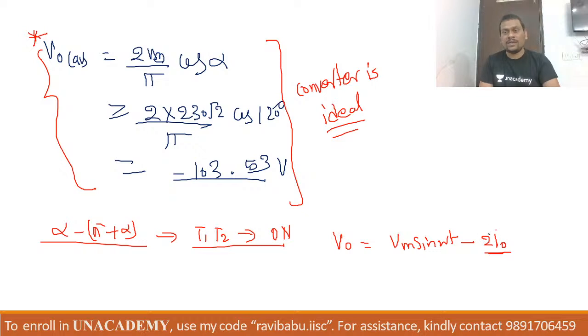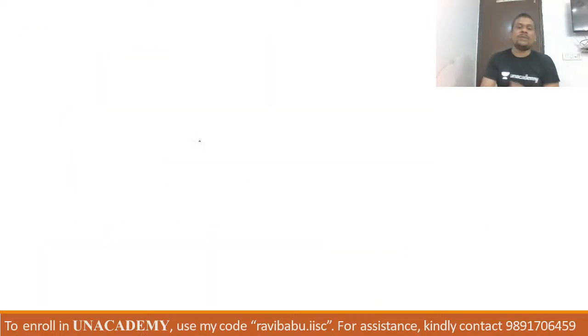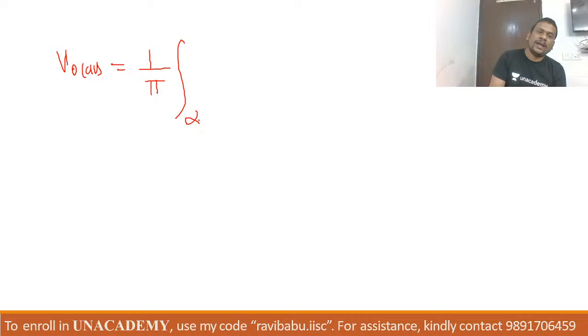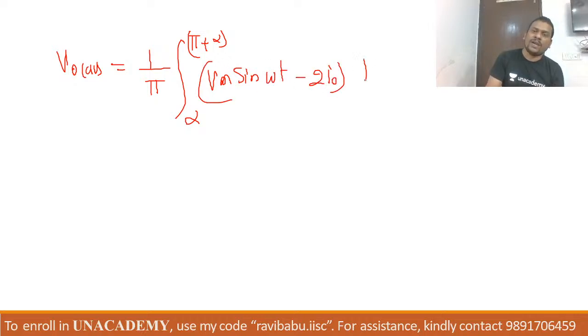Please mind it. So this is the V naught average value. Now what will be the V naught function? Sorry, this is the V naught function, not the average value. What will be the average value? We can write V naught average is nothing but 1 by pi integration from alpha to pi plus alpha, and please mind it, the function is Vm sine omega t minus 2 into I naught d omega t.